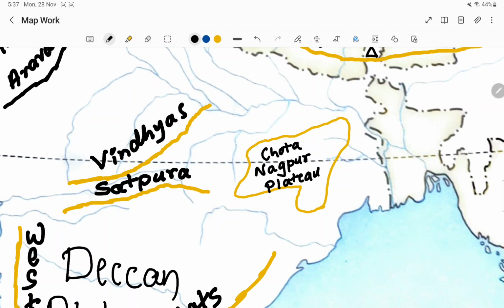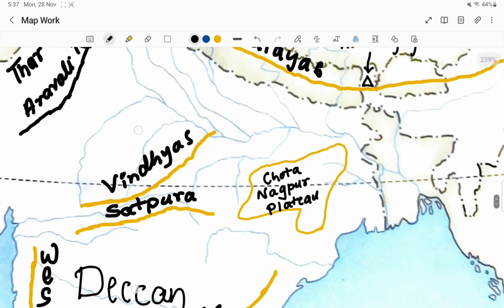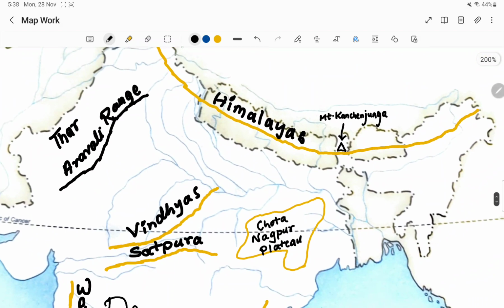So here ends our first topic, that is mountains, peaks and plateaus of the map of India. Now the next topic comes the plains, and the first plain will be the Gangetic Plains, or simply we call it Indo-Gangetic Plains also. So these are the Gangetic Plains.